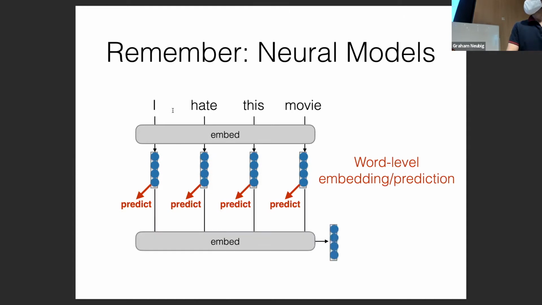But they can also be used to somehow generate embeddings of the whole sentence. And this can be used for sentence level embedding or prediction. Both of these are important. Both of these can be used for a broad swath of NLP tasks. And I'm going to be talking about methods to learn good word level embeddings or sentence level embeddings going forward.